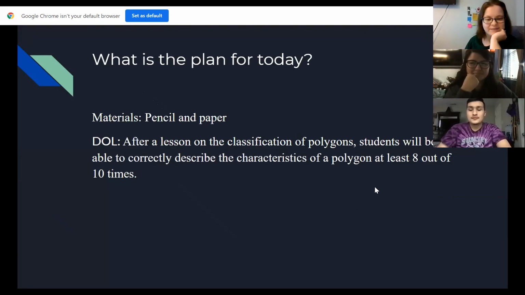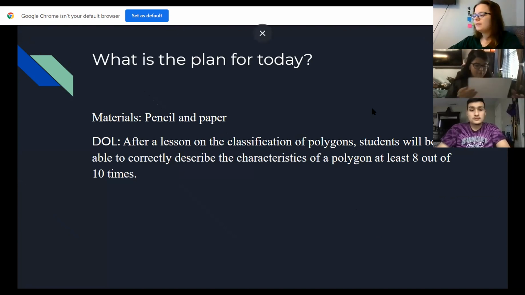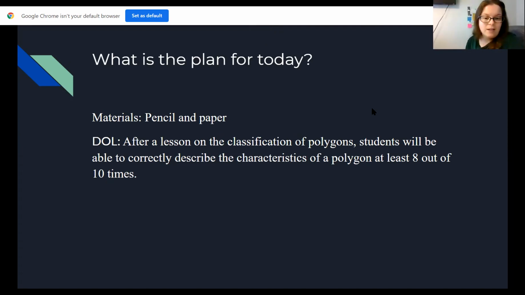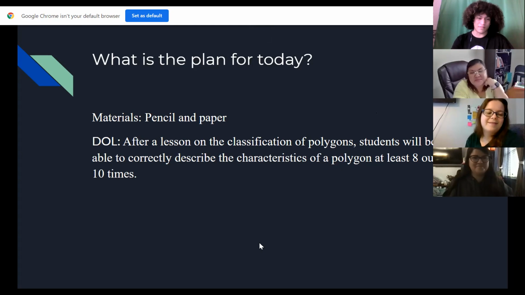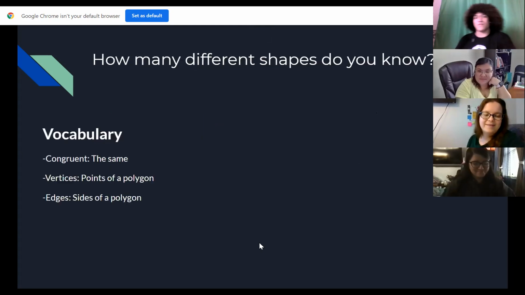So let's go ahead and get into it. You will need a pencil and a paper. Does anybody want to read the DOL? After a lesson on the classification of polygons, students will be able to correctly describe the characteristics of a polygon at least 8 out of 10 times. Yes, 8 out of 10 times. Does that sound like something we can do? Yes. All right, nobody's scared. All right. So how many different shapes do you know?